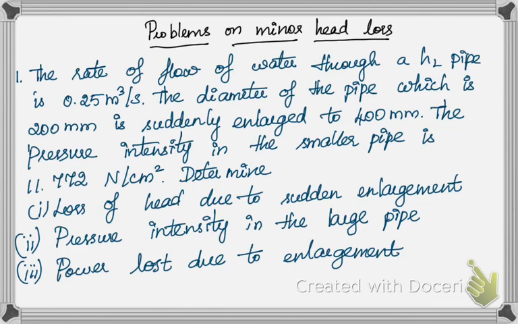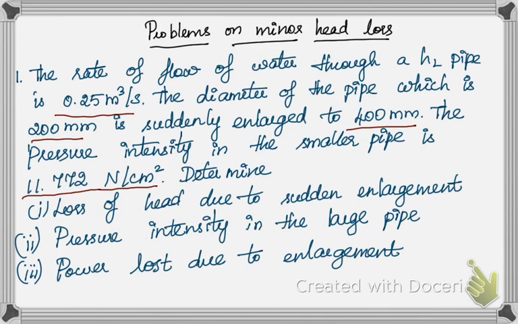That is the loss of head due to sudden enlargement and sudden contraction in a pipe. So the first problem is that the rate of flow of water through a horizontal pipe is 0.25 meter cube per second. Diameter of the pipe is 200 mm and it is suddenly enlarged to 400 mm and the pressure intensity is given as 11.772 Newton per centimeter square, and we have been asked to determine the loss of head due to sudden enlargement, pressure intensity in the large pipe, and also the power loss due to enlargement.